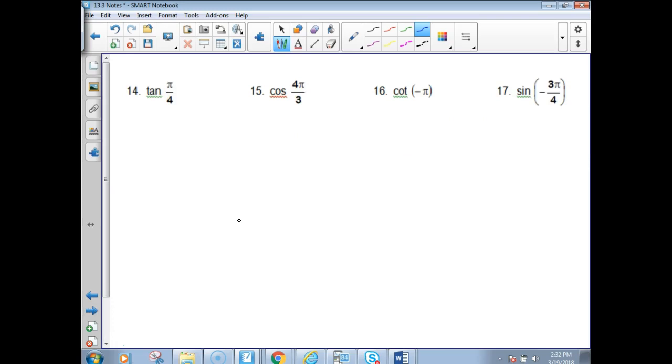Tangent of 4 pi over 4. Now, you're saying, whoa, how am I supposed to know this? Well, I think you need to memorize that pi over 4 is 45 degrees reference. It's equivalent to 45 degrees, in radians. Anything with a something pi over 3, that's a reference of pi over 3, and you want to know pi over 3 is 60 degrees reference. Cotangent, well, you know, pi is 180. And anything pi over 4, again, is 45 degrees.